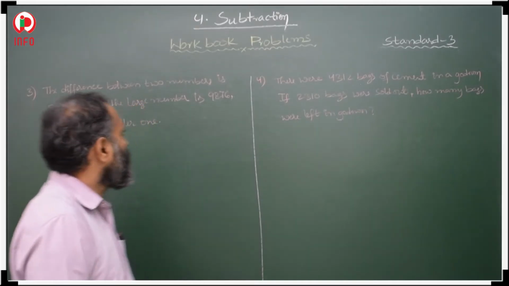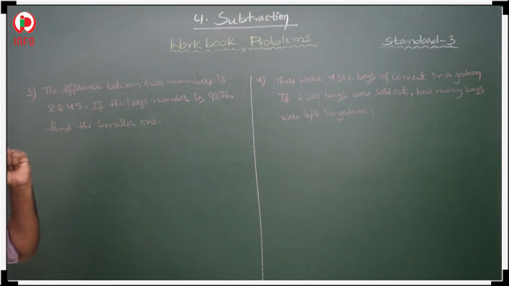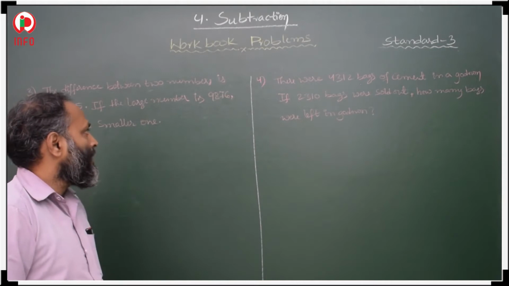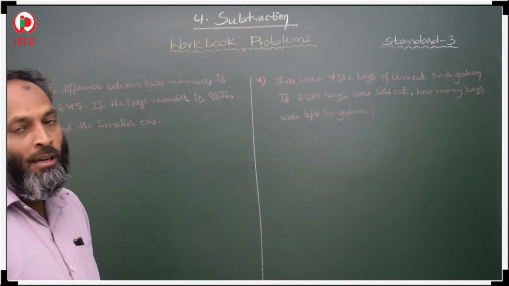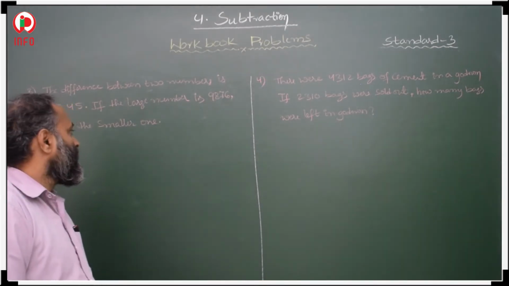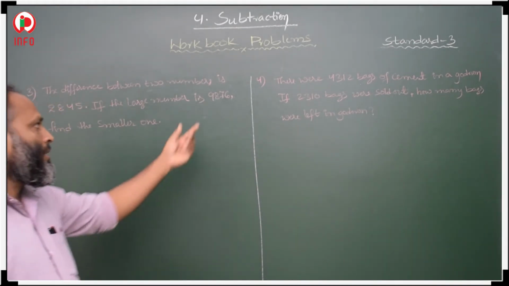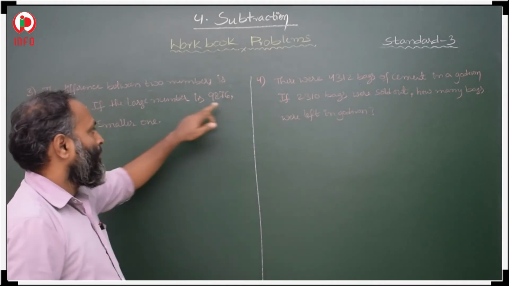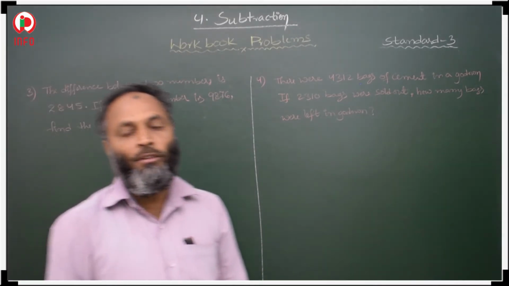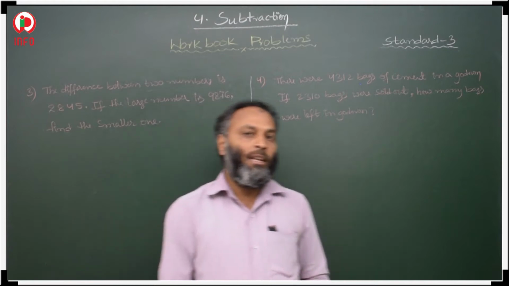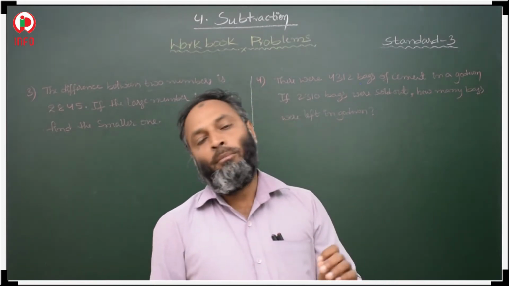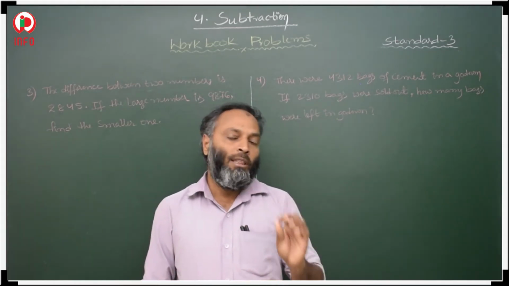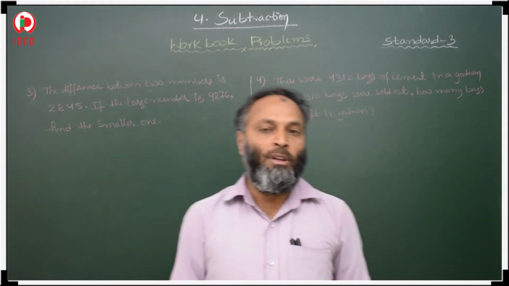Yes, now students. The difference between two numbers is 2845. If the larger number is 9876, what is the smaller number? Here, the larger number is given. It means the minuend is given and the difference is given. If the minuend and difference are given, how do we find the subtrahend? If the difference is subtracted from the minuend, then you will get your smaller number.